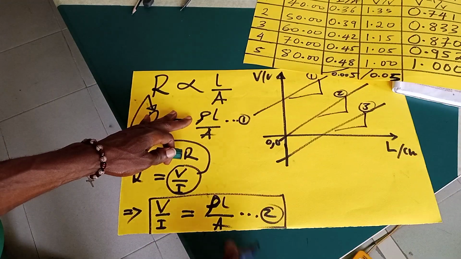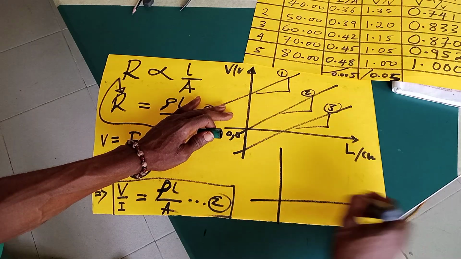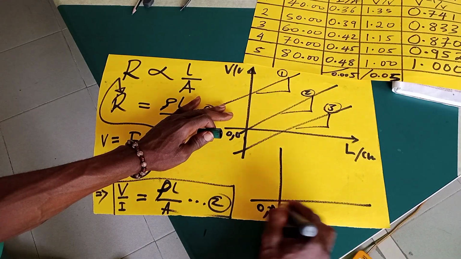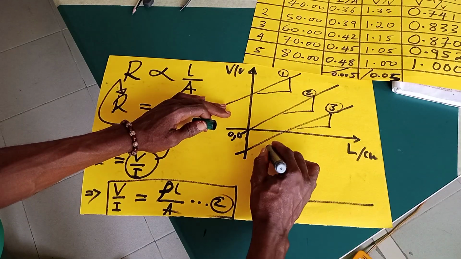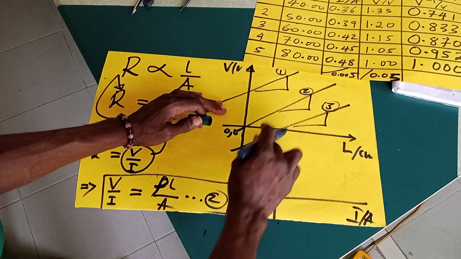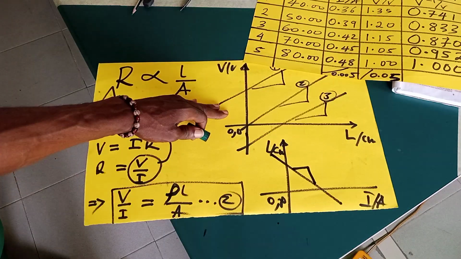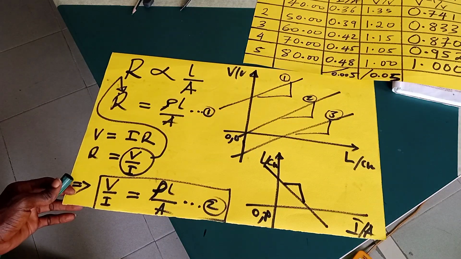However, if you plot the graph of L against I, you are going to have something like this: 0, 0. The graph of L in cm against I in amps, or I in amps against L in cm, you have something like this, a negative graph. Please take note of all this prediction.